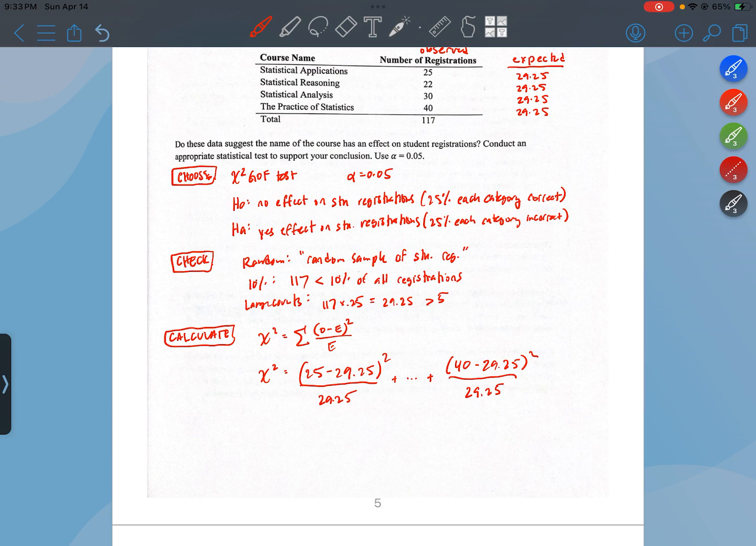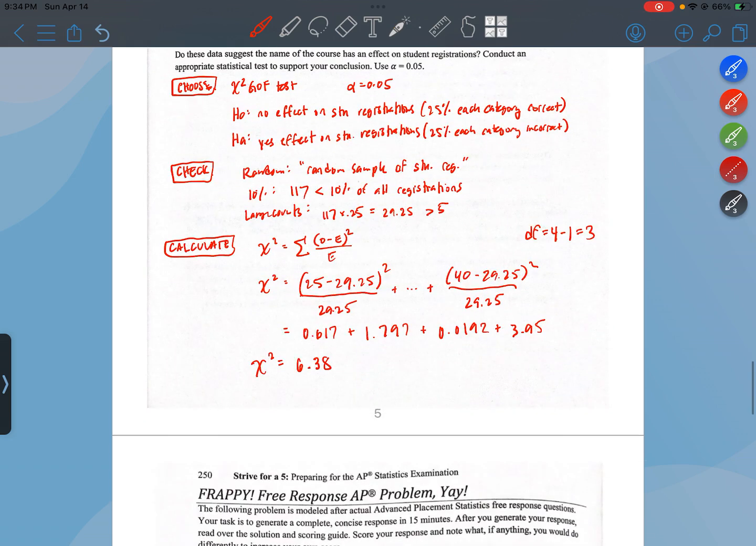It should already say observed L1, expected L2. Degrees of freedom, let's make a note here. The degrees of freedom is the number of categories minus 1. So we have 4 categories, and that means 3 degrees of freedom. The contributions are 0.617, 1.797. By the way, this is the last thing in the calculator output, labeled CNTRB. Then 0.0192, and finally 3.95. The actual test statistic is 6.38, and the p-value is 0.0943.